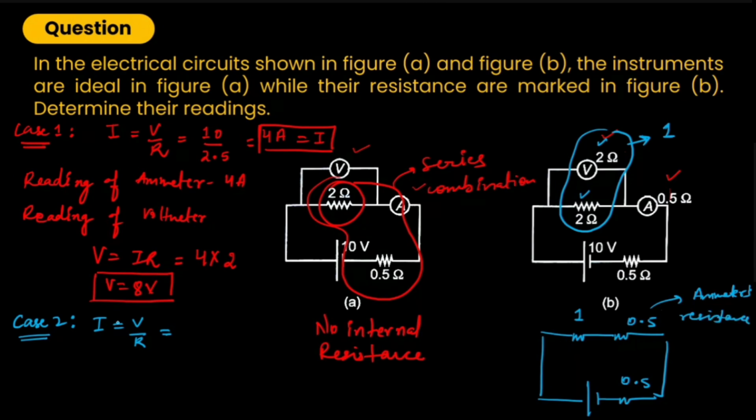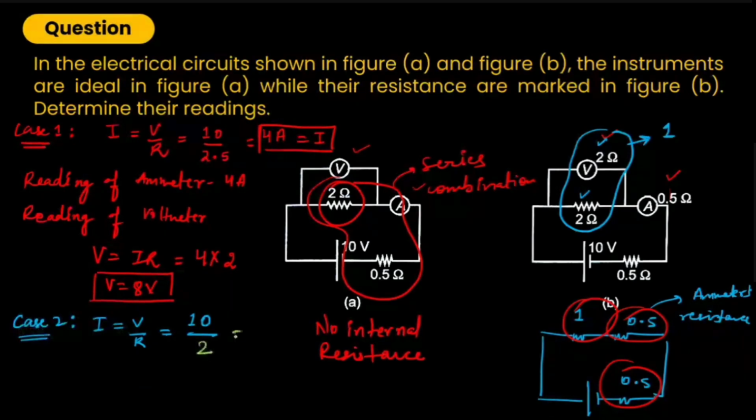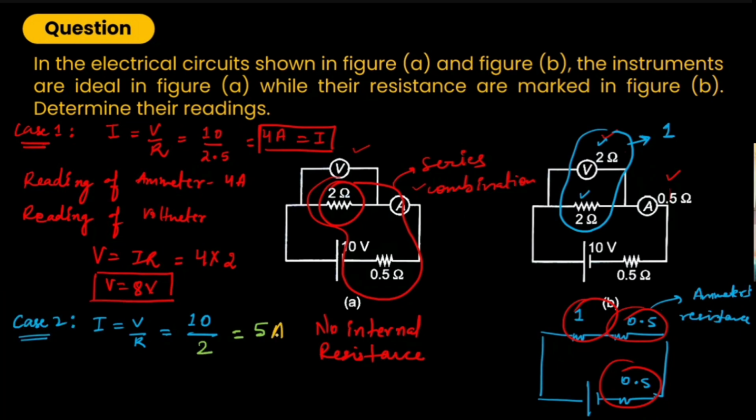So what is the net resistance now? It's 1.5. Wait, 10 over 1.5, right? No, look at the diagram carefully. It should be 0.5, 0.5, and 1. That is 2, so the reading of the ammeter would change to 5 amperes. Whereas in the first case, what was it? 4 amperes. That is how the readings change.